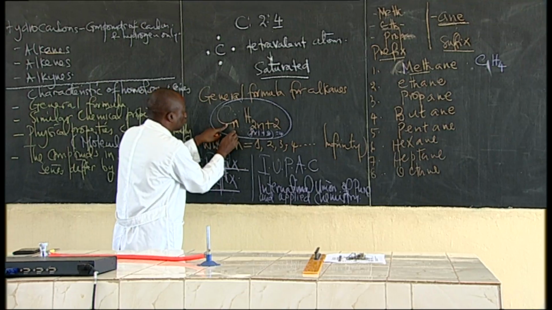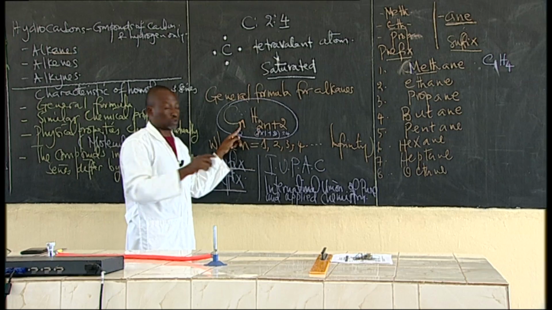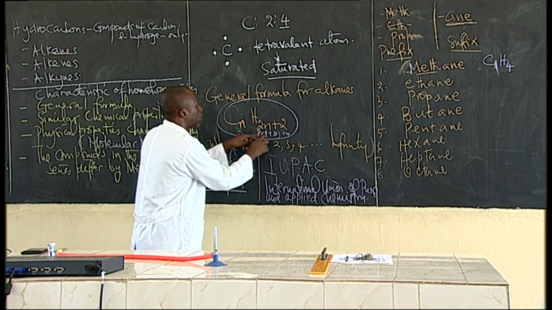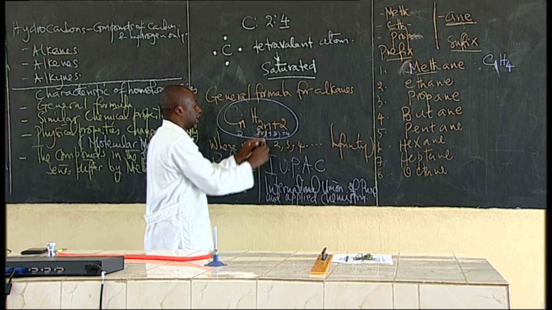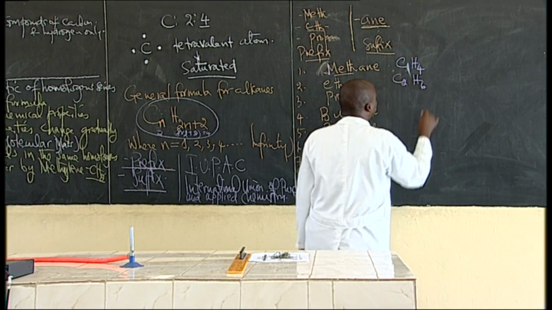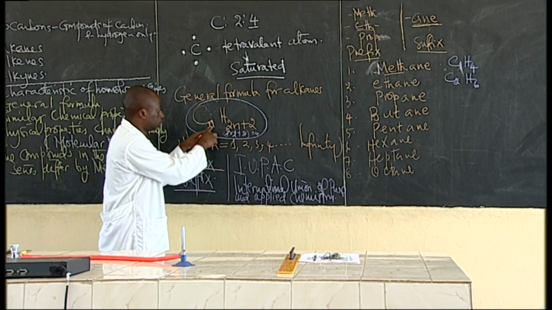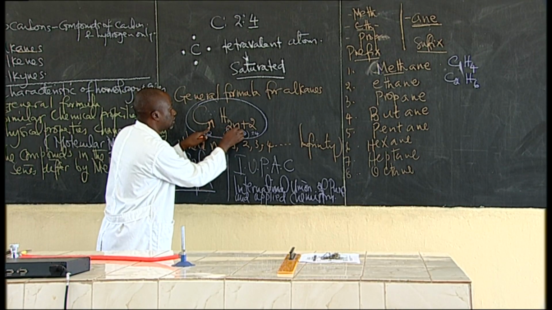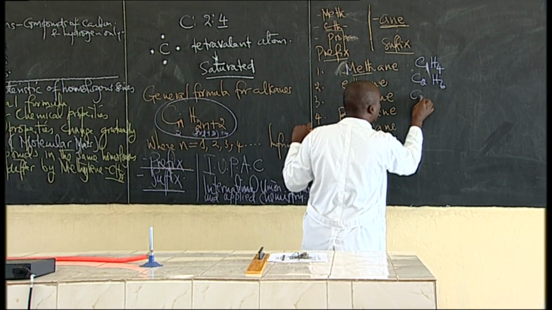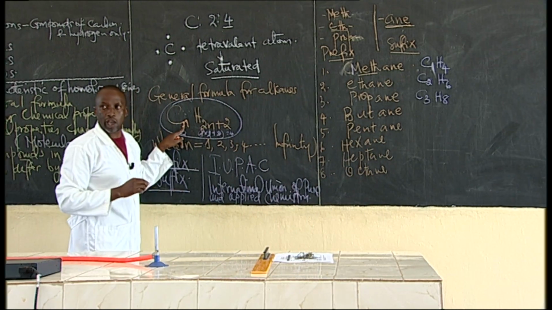So that is 2, you remember we'll have 2 here. That is n when n is equal to 2. So that is 2 times 2 plus 2. 2 times 2 is 4, plus 2, that is 6. So we'll have C2H6. Propane, 3 here. Then 2 times 3, 6, plus 2, that is 8. So we'll have C3H8. Butane, that is when carbon is number 4.